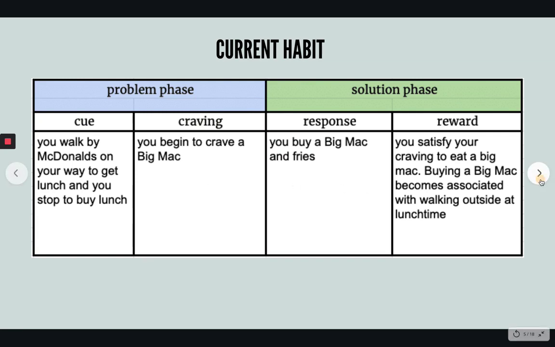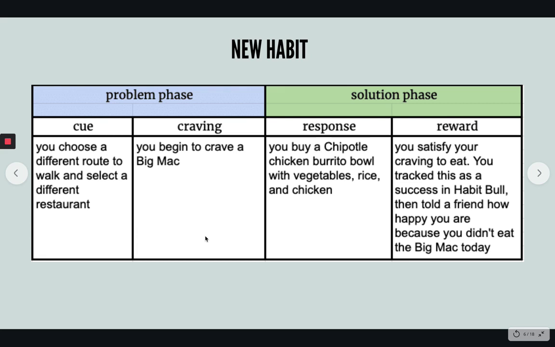How we can change this, create a new habit, starts with where you're walking. If every time you see the golden arches you want that Big Mac, let's go a different direction. Turn around, go the other way. You might still crave a Big Mac, but because you've already committed to making that change and you're already in a different direction, you walk over to Chipotle instead. We love Chipotle. Get yourself a chicken burrito bowl, vegetables, rice, much more nutritious than the Big Mac. And after that, the reward is that you are able to track this new habit. You didn't give in to the Big Mac, and you've already stopped that feedback loop.